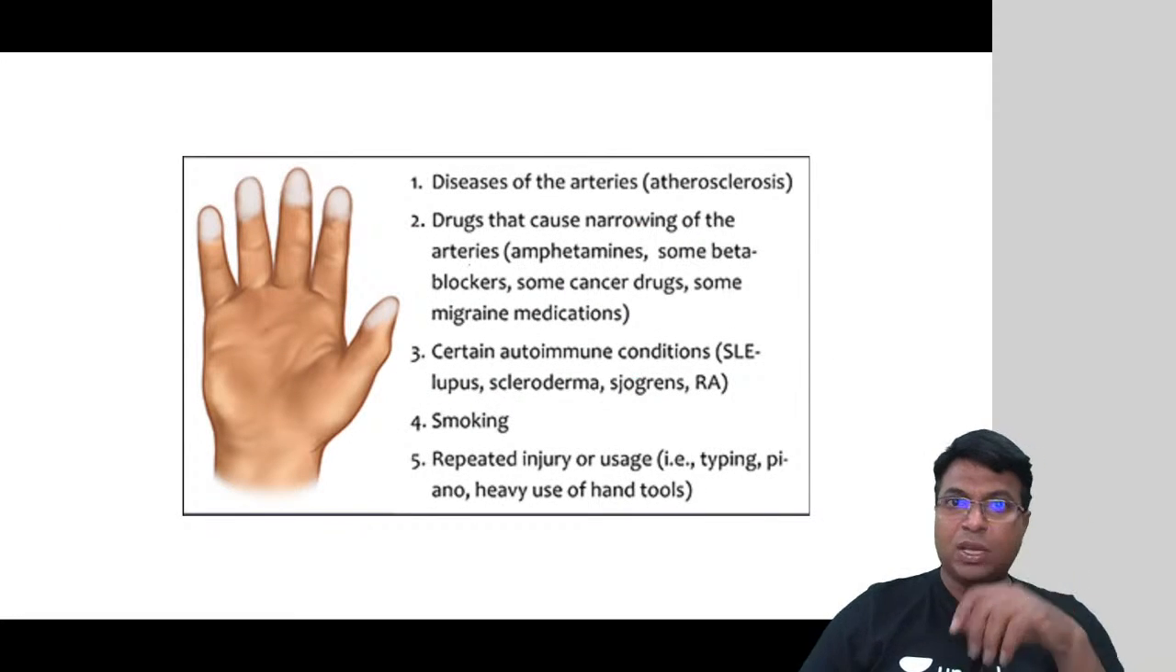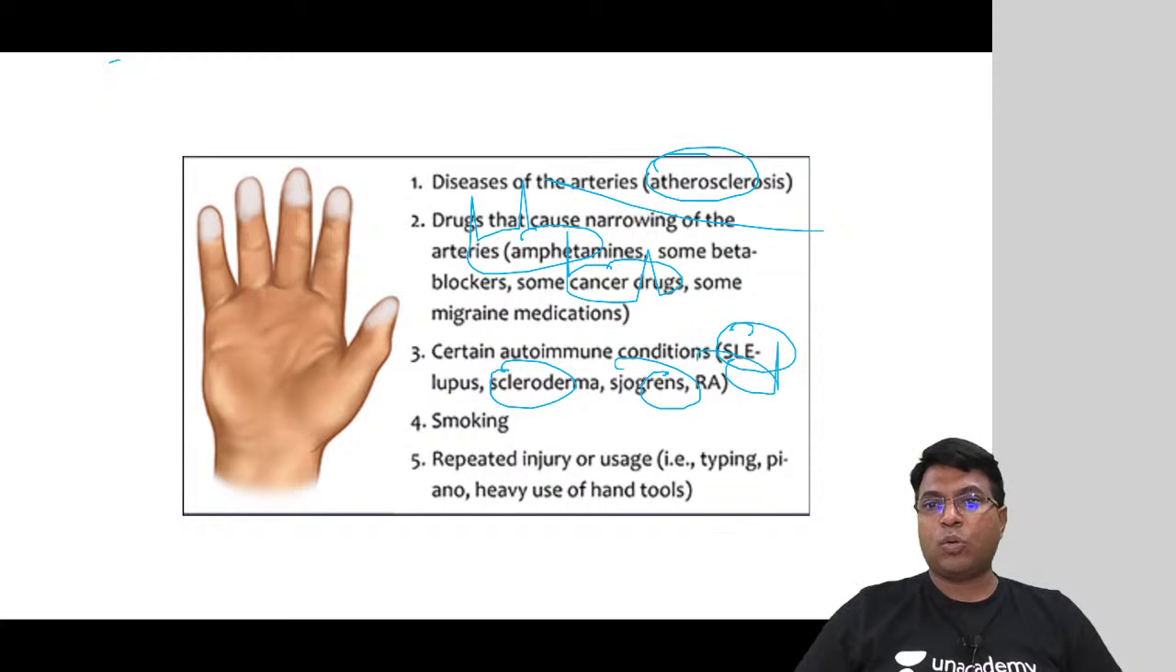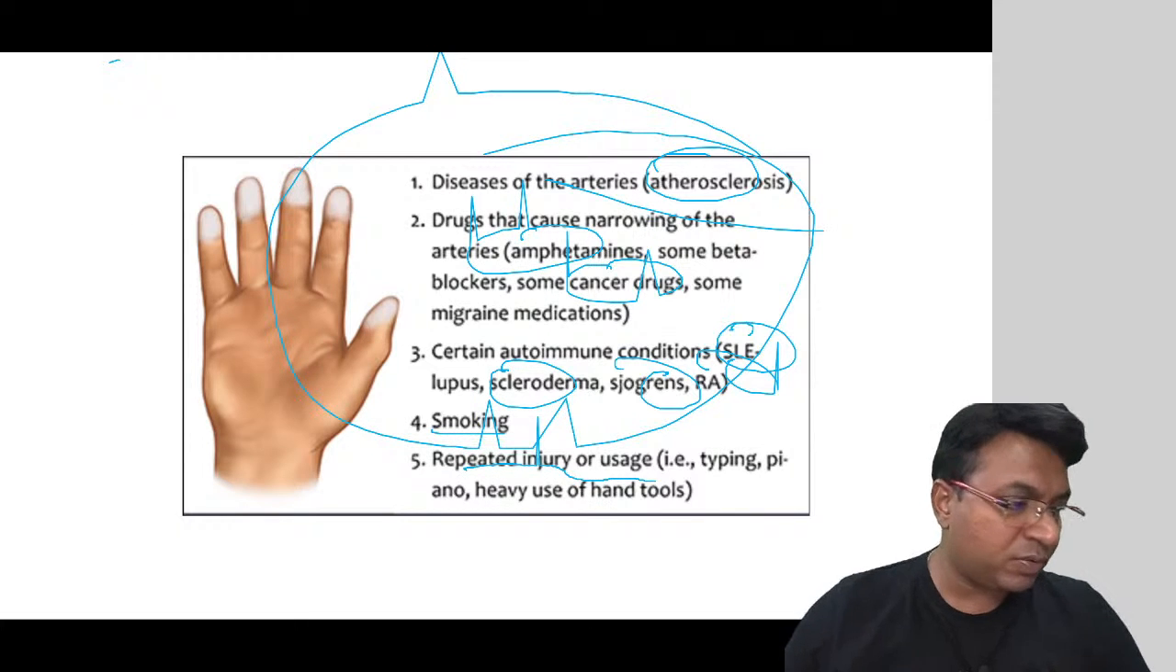What are the causes of secondary Raynaud's? Atherosclerosis, drugs, some cancer drugs, SLE, scleroderma, Sjogren's, rheumatoid arthritis, smoking, repeated injury or usage. All these things can cause secondary Raynaud's.